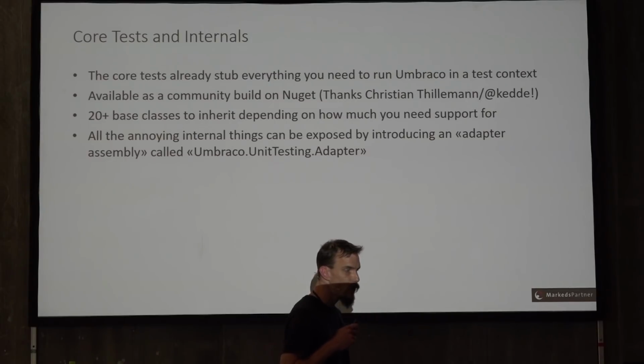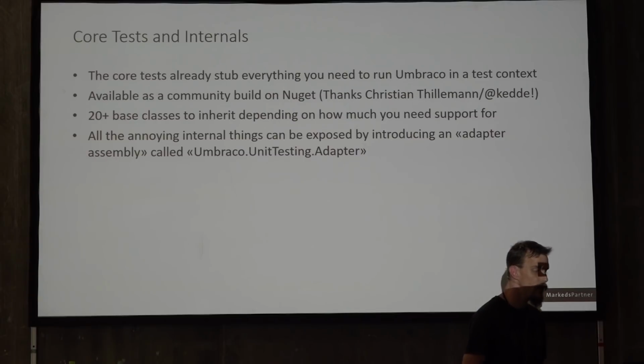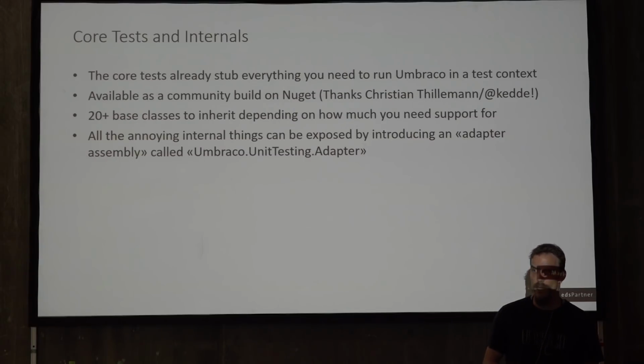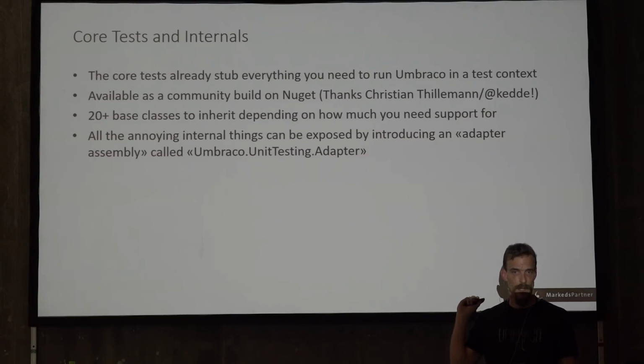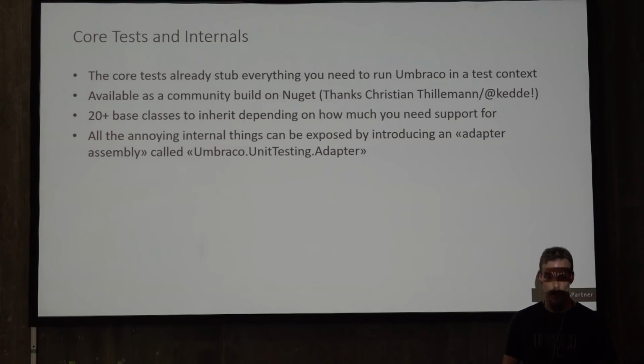But if you still have to call internals, you can add another assembly to your solution called Umbraco Unit Testing Adapter. And in Umbraco Core, there's an InternalsVisibleTo attribute that exposes everything internal to this assembly, so we can use it and then import our public classes in that assembly to our tests. That can also require quite a lot of code, though.